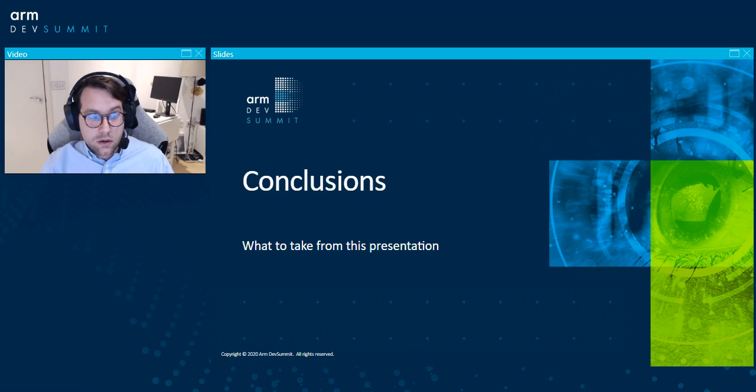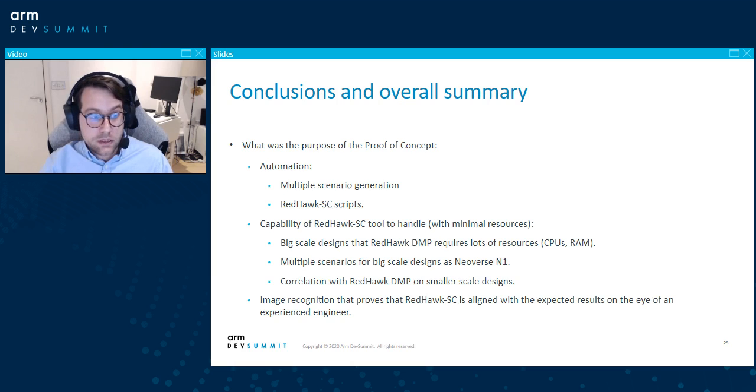So with all that said, let's move on to conclusions. What to take out from this presentation? The purpose of this proof of concept consists of three parts. First of all is the automation part. The automation part is the multiple scenario and the overall scripting. As we mentioned before, Redhawk-SC introduced Python. So from an engineering point of view, we had to rewrite all the process, all the reporting, the multiple scenario, all the extraction of the heat map from the GUI, everything from scratch.